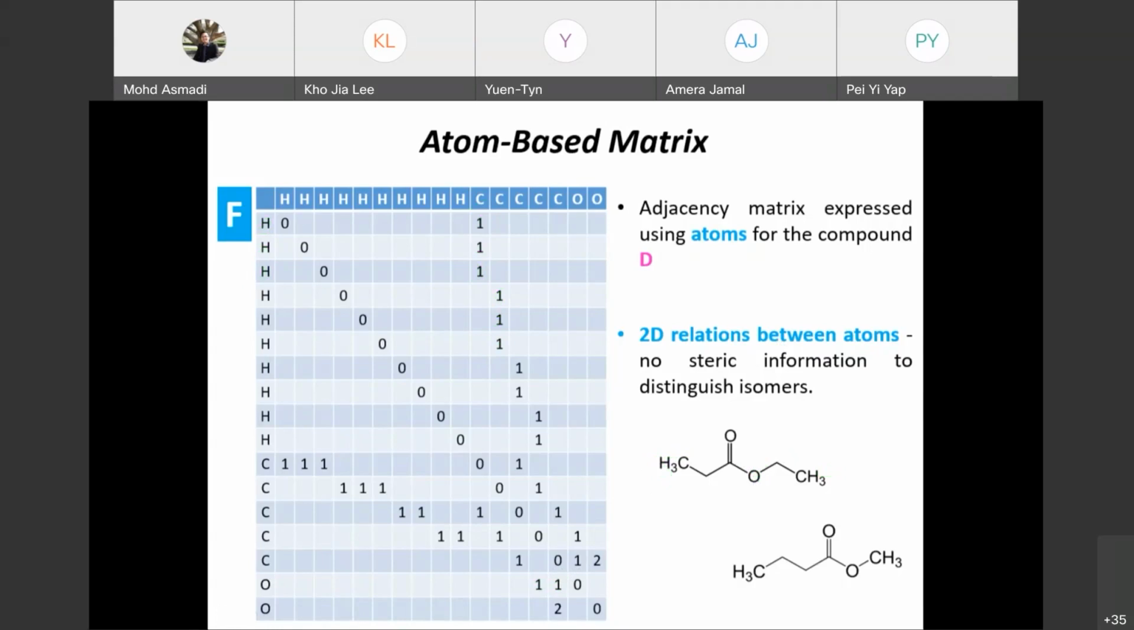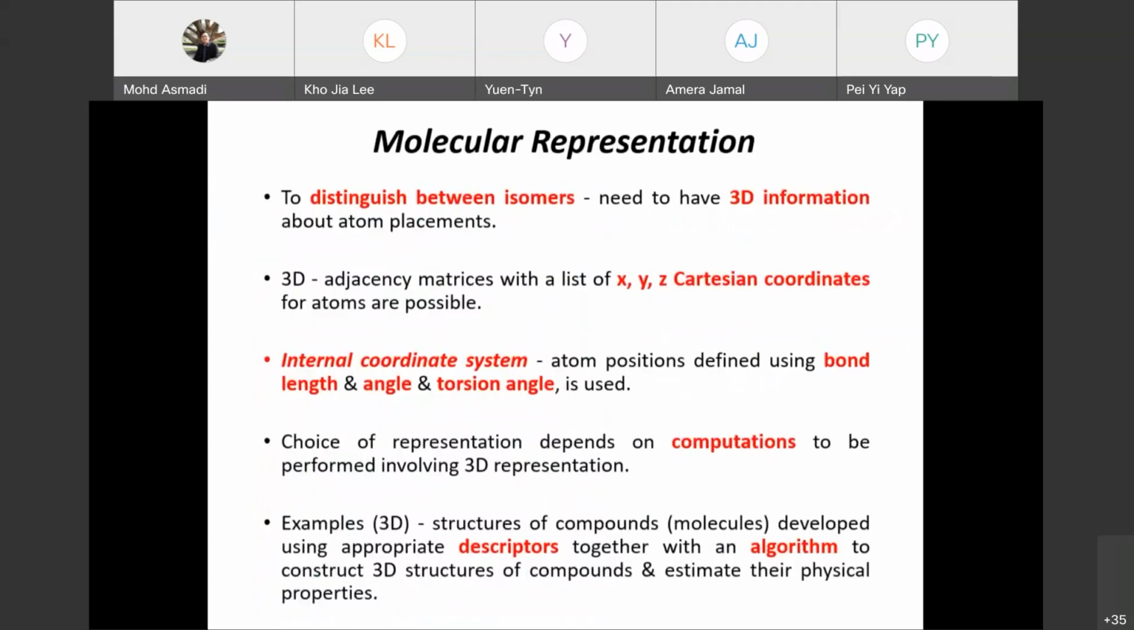If you want to distinguish the isomer, you need 3D information about the atom placement. This one is through the 2D relation between atoms. So we have to consider X, Y, and Z in 3D, and also internal coordinates, as already shown in the slides. You need the internal coordinate system using bond length, angle, and torsion angles.